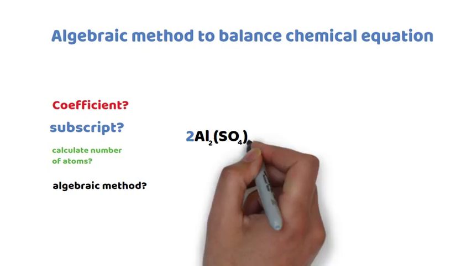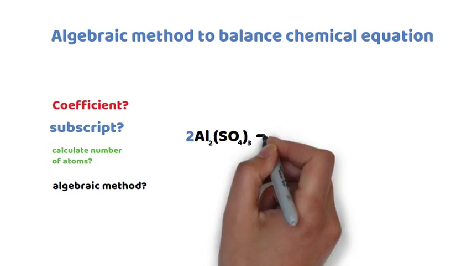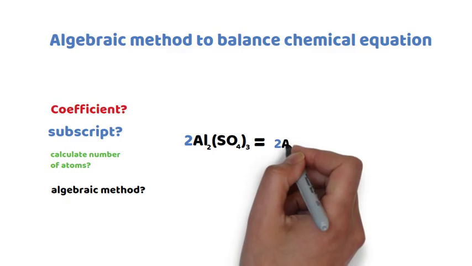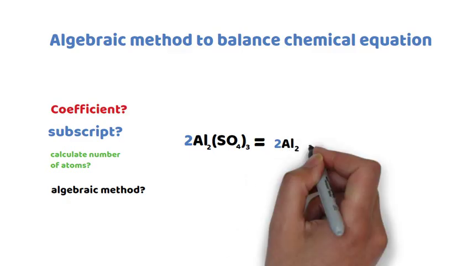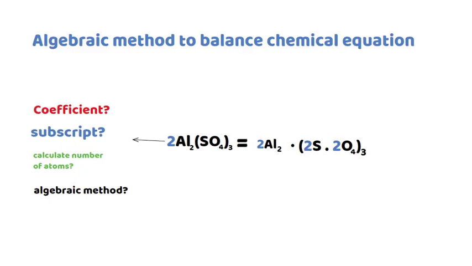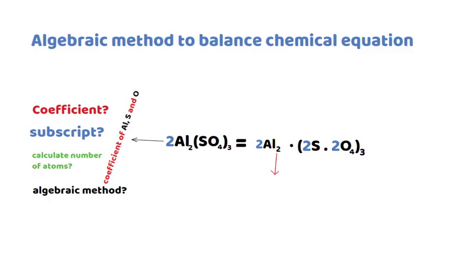Now consider a compound: 2 moles of aluminum sulfate, which is equal to 2 moles of aluminum times 2 moles of sulfur times 2 moles of oxygen. This is the subscript of aluminum sulfate, meaning it is the subscript of aluminum, sulfur and oxygen. But this is the subscript of aluminum in aluminum sulfate.